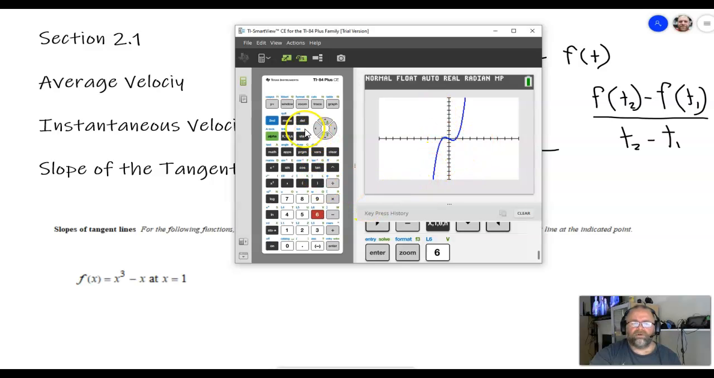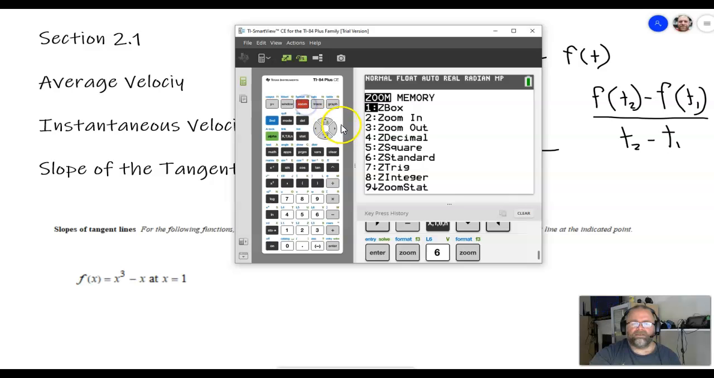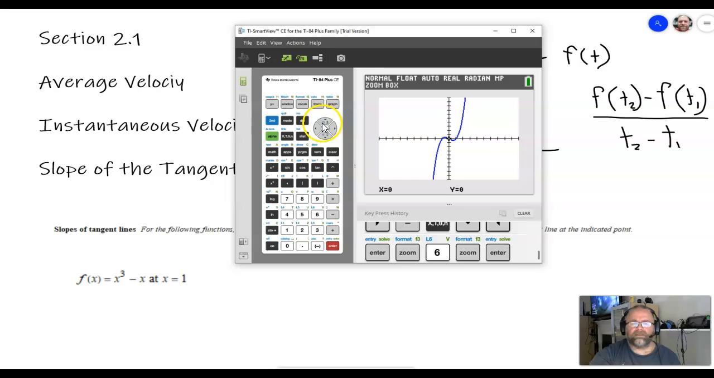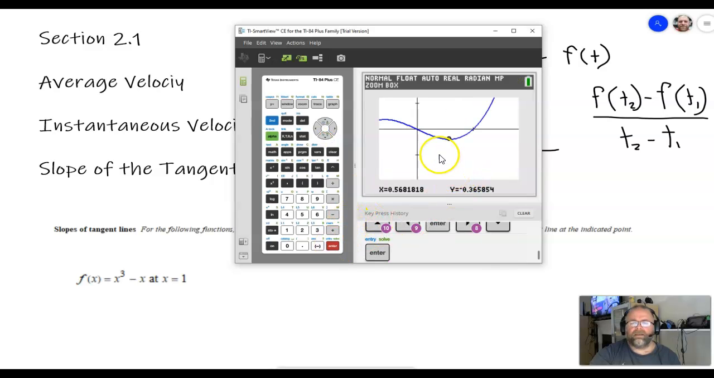So let's go ahead and zoom and do a little zoom box right around x equals 1 here to see if we can get a better idea. Hit enter, and notice, let's move this cursor here until the x value gets right to 1, or very close to it.